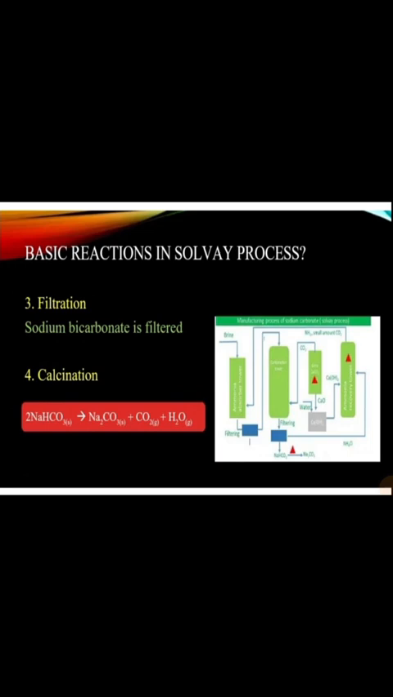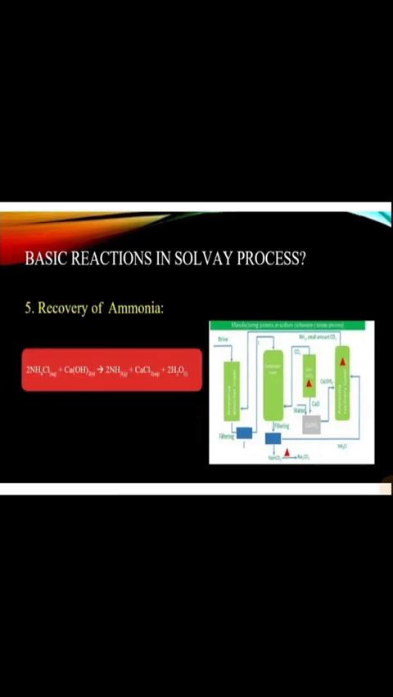So this sodium bicarbonate is heated, and you can see in the reaction that sodium carbonate, having the formula Na2CO3, along with carbon dioxide and water, is produced. Our main product is sodium carbonate, while CO2 and H2O, as you should know, are raw materials, so they will be reused in the same procedure.